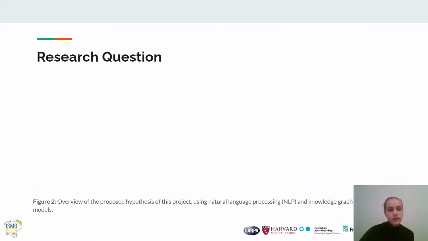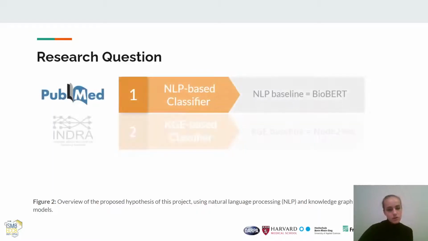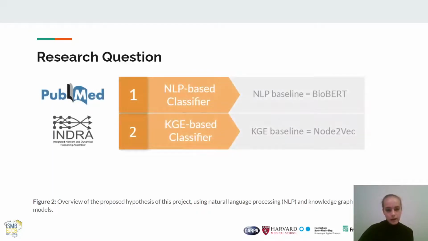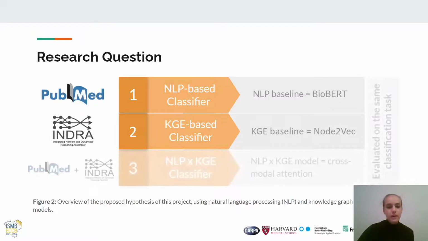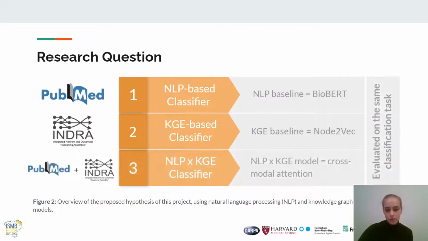And how we do that is by a three-step comparison. We set up two baselines which are trained on either one of the modalities, so either only text, which is the NLP baseline, or only knowledge graph data, which is our knowledge graph baseline. And we compare that against our proposed model, which leverages both modalities in a unified model architecture. By evaluating all three models on the same tasks, we hope to assess the benefit of using both modalities.